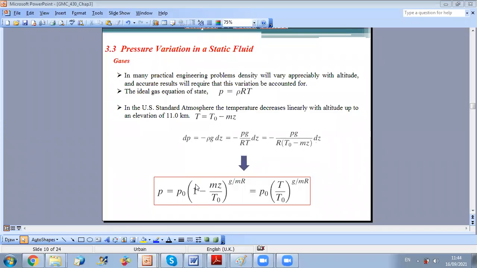Okay, so we have demonstrated together that T is varying in a linear way with Z. We end up with the following relation. When we remove ln from both sides and we take P0 to the right hand side, we get that P is P0 times (1 minus mz over T0) to the power g over mo. Okay?